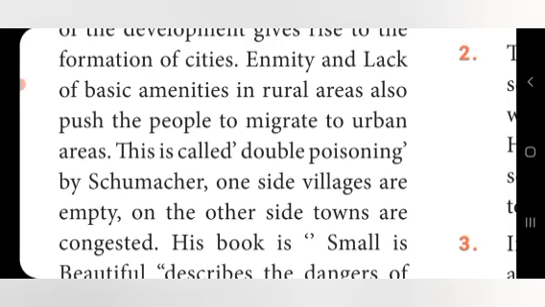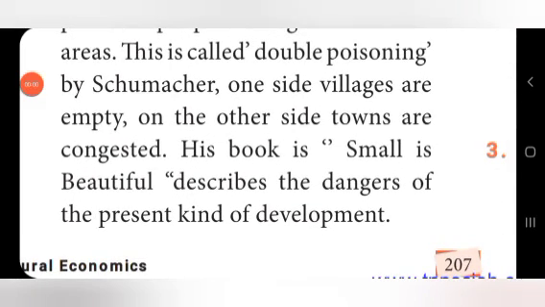This is called double poisoning. Underline it. What is double poisoning? The enmity and lack of basic amenities in the rural areas push the people to migrate to urban areas. This is called double poisoning. This is said by Schumacher: on one side villages are empty, on the other side the towns are congested because of migration. His book Small is Beautiful describes the dangers of the present kind of development. He explained that the present kind of development in the cities is very dangerous. These are the features of rural development or the rural economy.